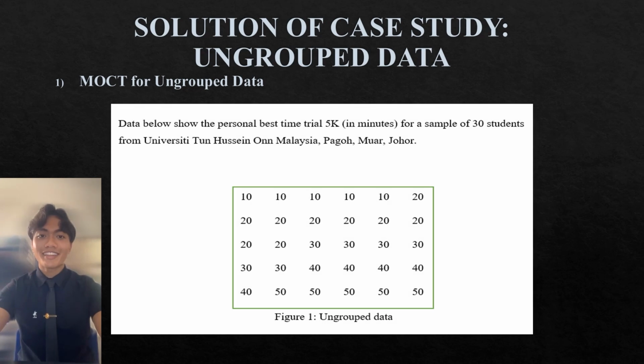Hello everyone, in this section we will discuss ungrouped data. First of all, we're going to go for MOCT ungrouped data. As you can see, the data show the personal best time trial in 5K in minutes for every sample of 30 students of University DAS21002 Malaysia. So, we're going to go through the details as follows. Let's go.